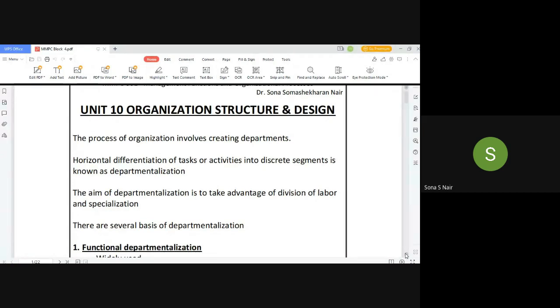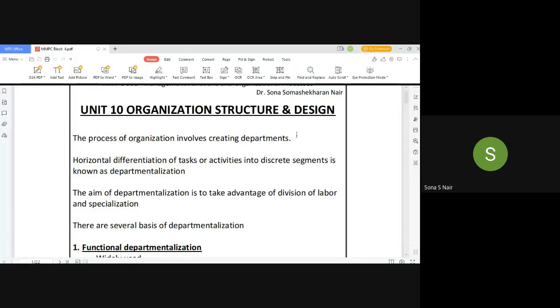Now, today we have to discuss what an organization structure is and what the design element is, which we had not discussed earlier in the organizing function. The process of organization involves creating departments, if you remember. There was a process of organization which talked of looking at the objectives, deciding the activities, dividing the activities into departments, deciding the key activities, deciding the span of management, also deciding centralization and decentralization, and then the remaining part of the organization process, right?